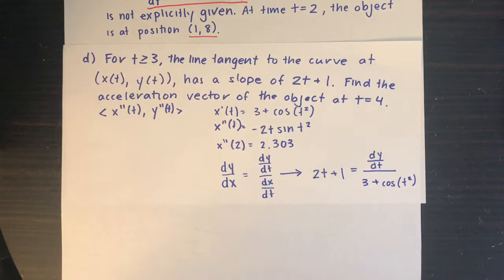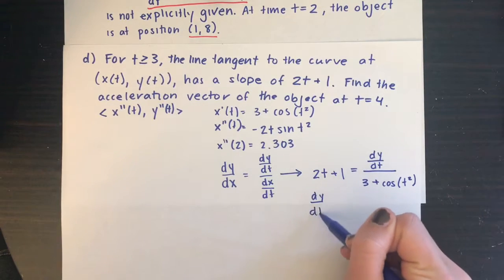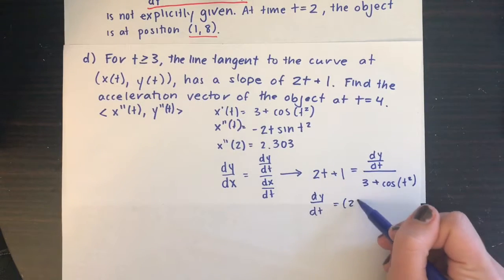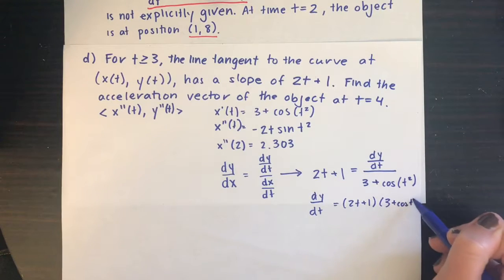So plugging this in, you can see that we have 2t plus 1 equals dy dt over dx dt, which is 3 plus cosine t squared. And both of these were given in the problem. So evaluating this, we can find that dy over dt equals 2t plus 1 times 3 plus cosine of t squared.